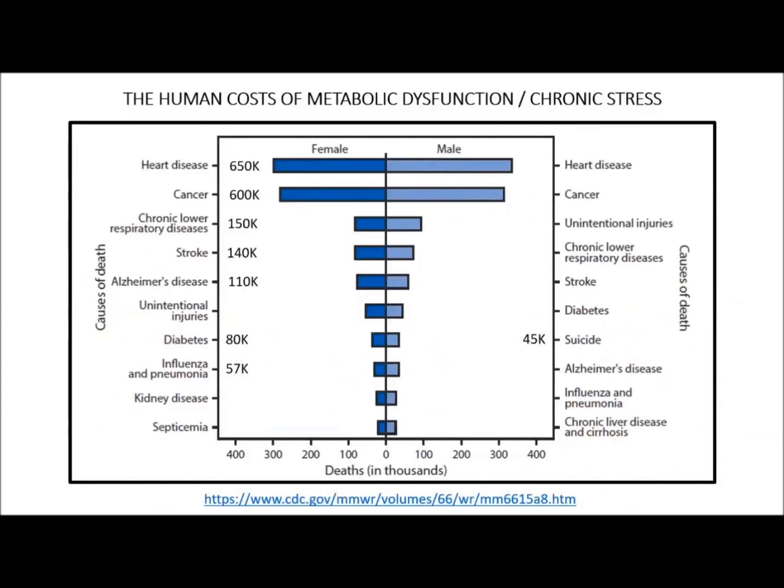Looking at the cost of metabolic dysfunction for the lives, we're looking at 650,000 people for heart disease in the United States, 600,000 for cancer, and then respiratory disease, 150,000, stroke, 140,000, Alzheimer's, 110,000, diabetes, 80,000, influenza, 57,000. These are all metabolic dysfunction. This is immune dysfunction. This is chronic inflammation. This is stress. This is environmental exposures. This is trauma. All these things are leading to these diseases. These diseases are not manifesting out of thin air.